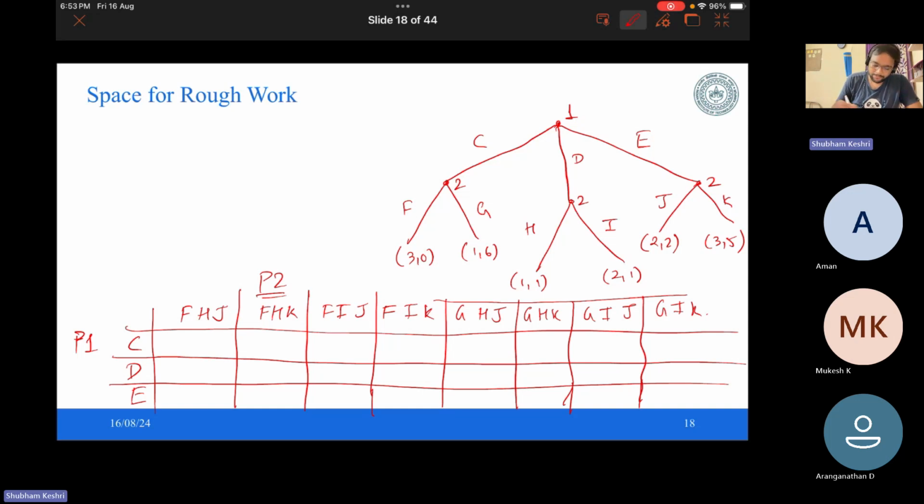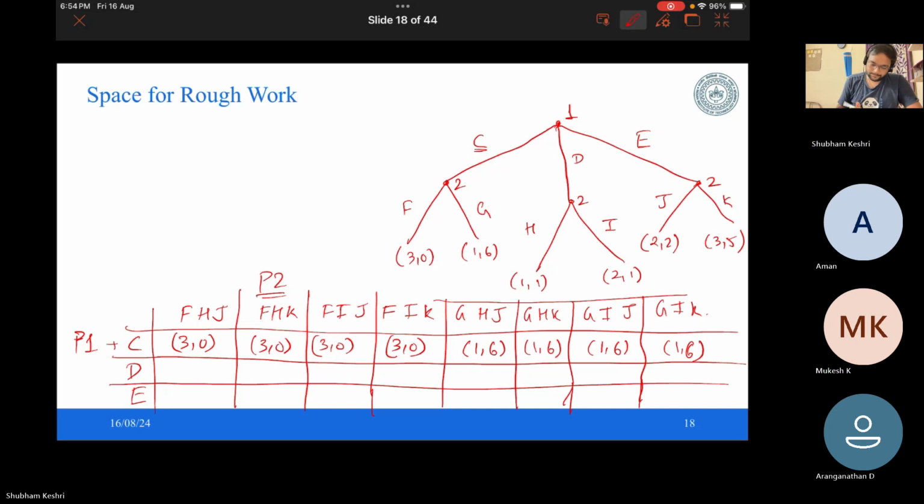Filling is not very difficult. We'll just use this idea. So when player 1 is playing C and player 2 is playing F, H, J, then the utility will become 3 comma 0. This will also be 3 comma 0, this will also be 3 comma 0, and this will also be 3 comma 0. Over here, player 2 is playing G, then it will be 1 comma 6, 1 comma 6, 1 comma 6 and 1 comma 6. Is this all right? Am I going fast?